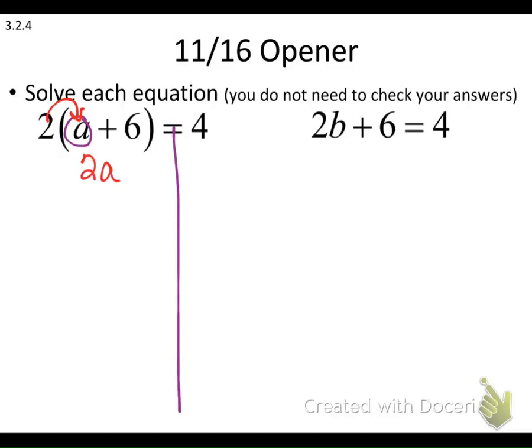Then what do you do? You got to multiply the 2 with the 6. And you get what? 12. So I have positive 12. Then on my right side, I have a 4. So from here, I have my two-step equation. So what do I do next, Rihanna?